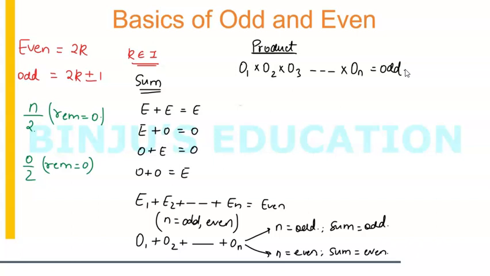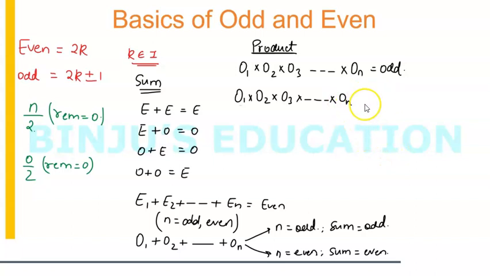If you want the product of numbers to be odd, there is only one possibility, that all the numbers have to be odd. If you want the product to be even, you just need one number which is even. You just need one number which is even. Like for example, if you do odd 1 into odd 2 into odd 3 and so on up till odd n.